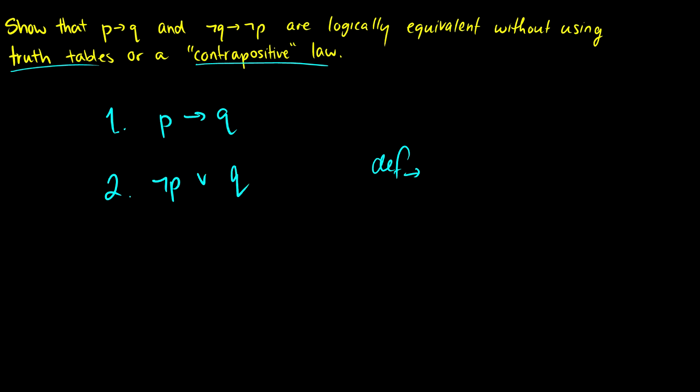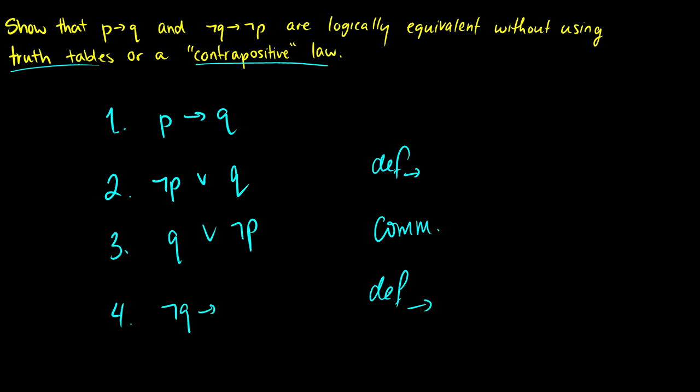Okay, so now for the third, I'm going to use the commutative law to switch the order of these. So this would be Q or not P. Then for the fourth, I'm going to use the definition of the arrow yet again, and we'll switch this into not Q arrow not P. If I was being really rigorous, I would introduce double negation here, but we'll just take it for granted. So this is how we use the definition to get to the contrapositive law and to show that P arrow Q is equal to not Q arrow not P.